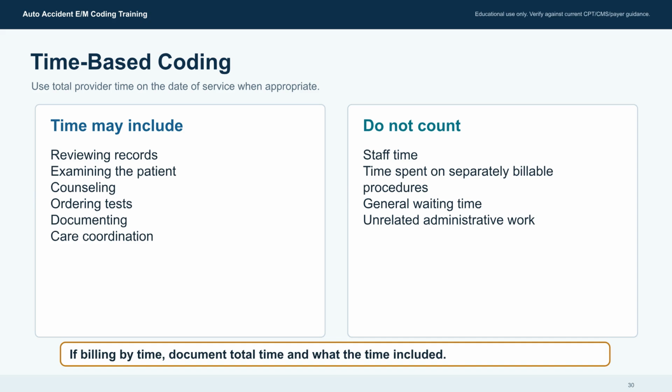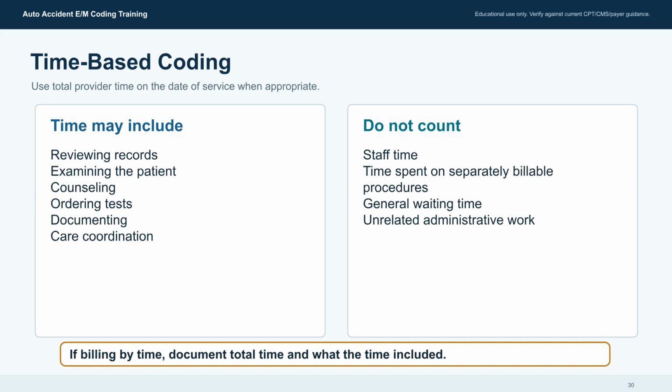E&M codes may also be selected based on total provider time on the date of service. This may include time spent reviewing records, seeing the patient, counseling, ordering tests, coordinating care, documenting, or communicating with other healthcare professionals. Do not count staff time. Do not count time spent performing separately billable procedures. If billing based on time, document the total time and what the time included.